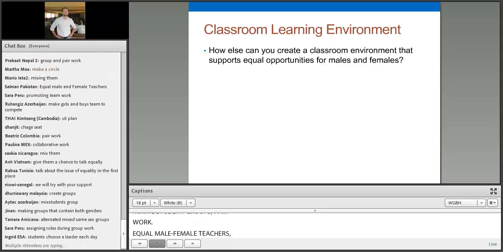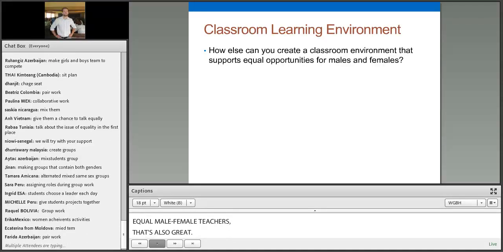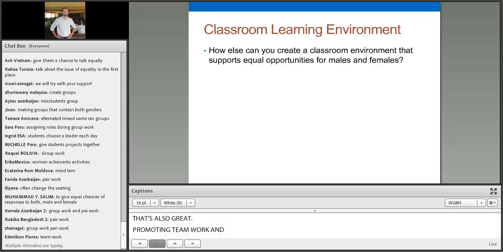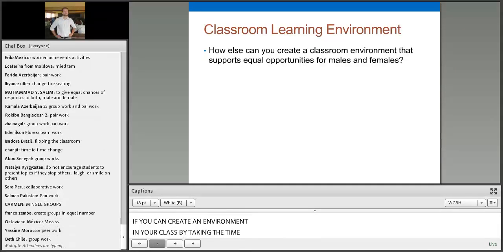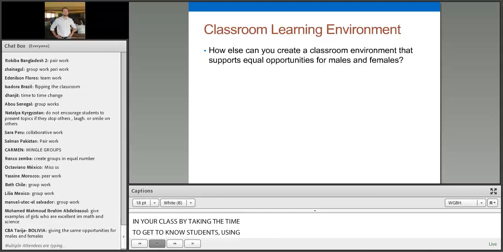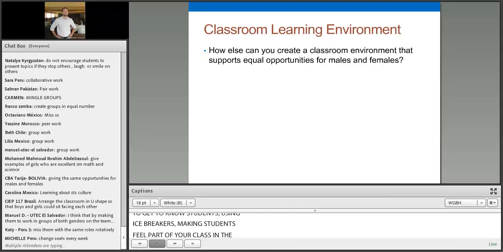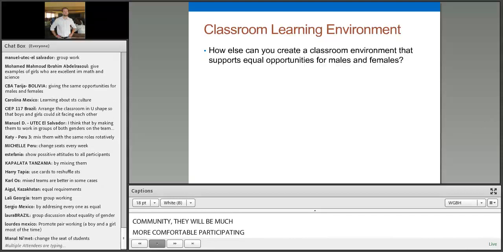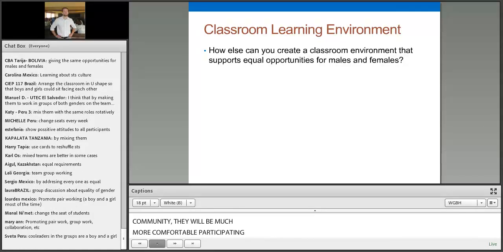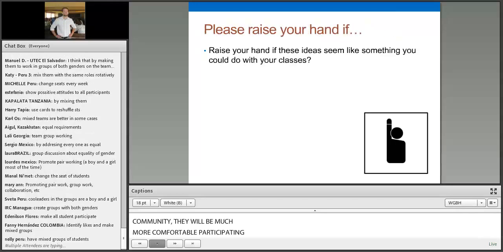Excellent. Really good ideas. And that's the key: if you can create an environment in your class by taking the time to get to know students, using icebreakers, making students feel part of your class and the community, they will be much more comfortable participating as well. Mix them with the same roles and rotate the roles students have. Excellent. Great ideas, everyone.